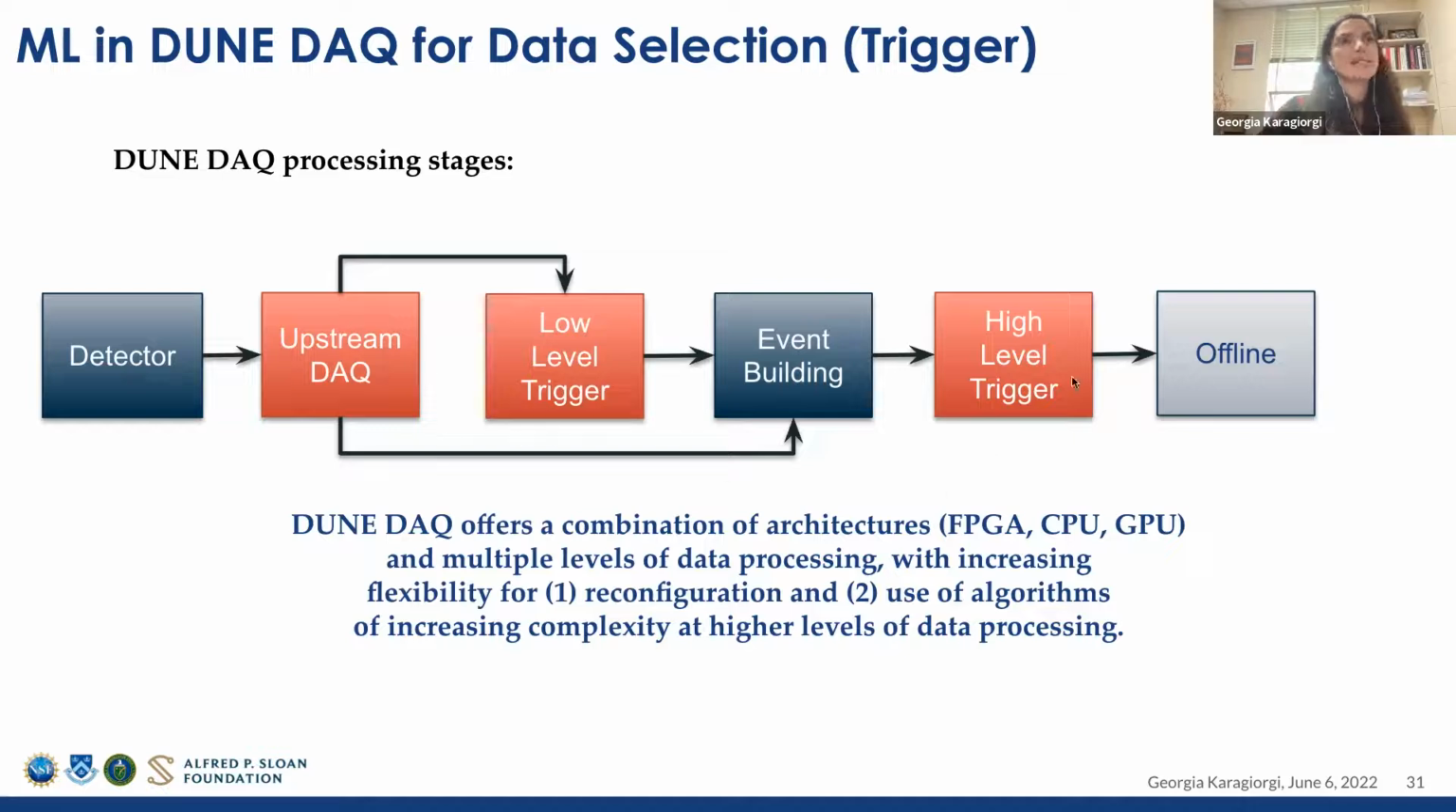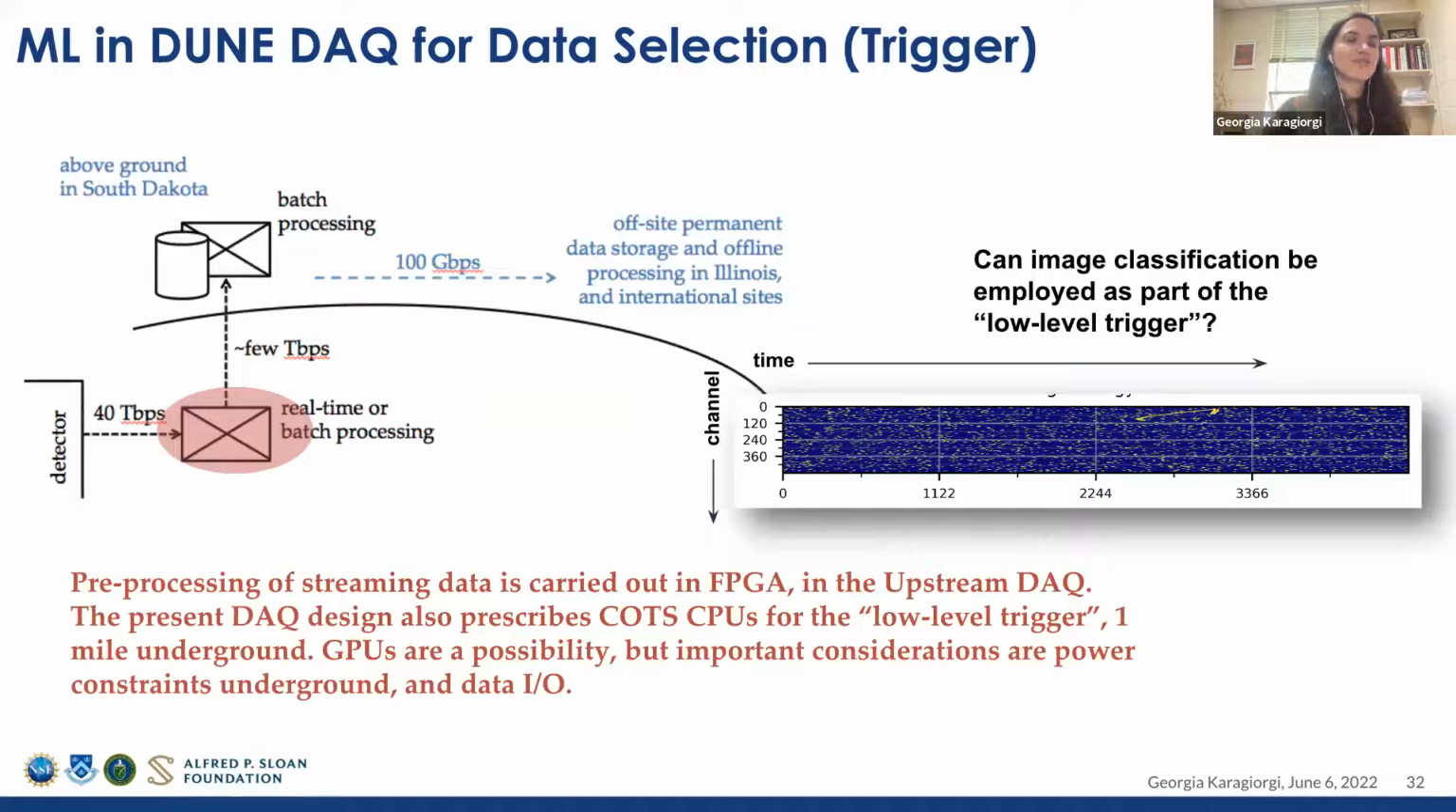So these layers create opportunities for applying machine learning tools for the purposes of data selection and triggering in DUNE. If we go back to the first stage, the low-level trigger stage, the data comes out of the detector on a per wire basis from each cell volume. There's first pre-processing of the streaming data that is carried out in upstream DAQ in FPGAs exclusively. And this is where denoising, for example, is applied on a per wire basis.